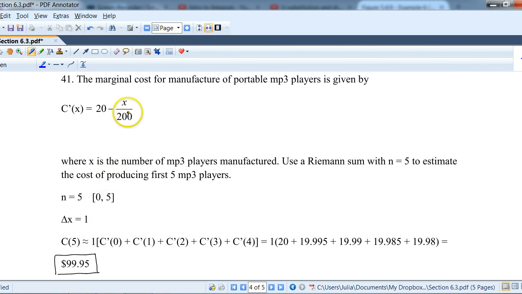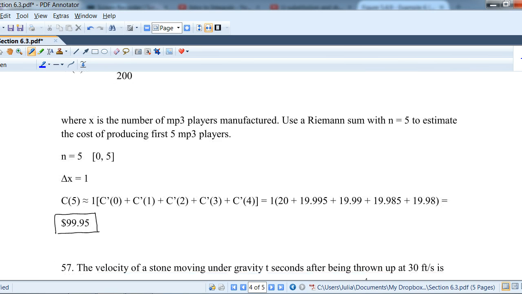And again, plugging in the 0 is easy, so we get 20, and then use your calculator for the rest. So I'm getting these values. And altogether we get $99.95. And that's actually the total cost of the first 5 items. So here's how we can interpret which Riemann sum to use.